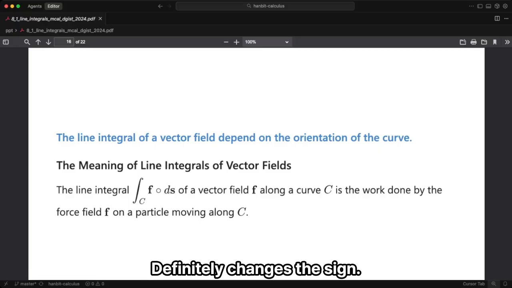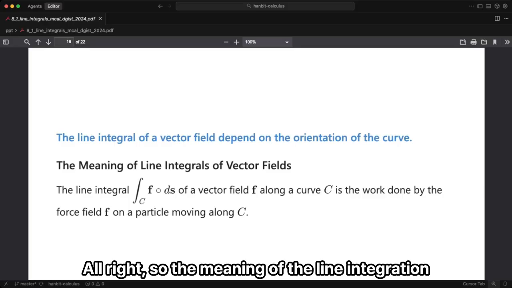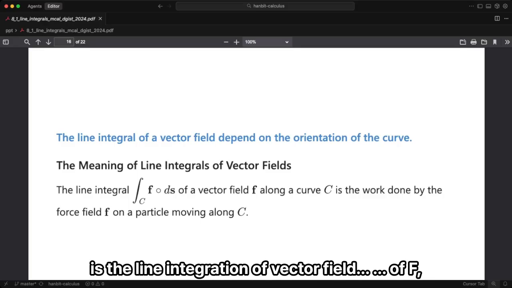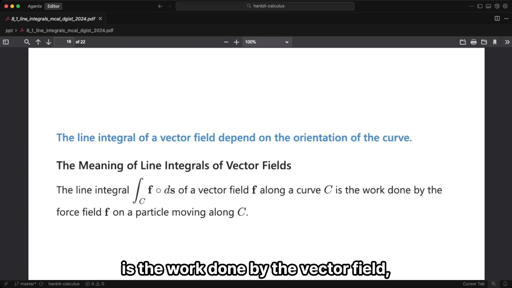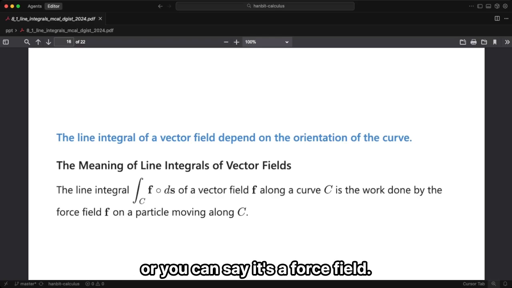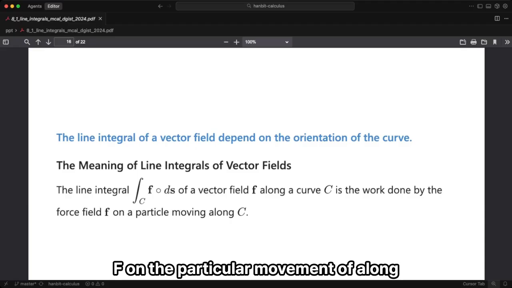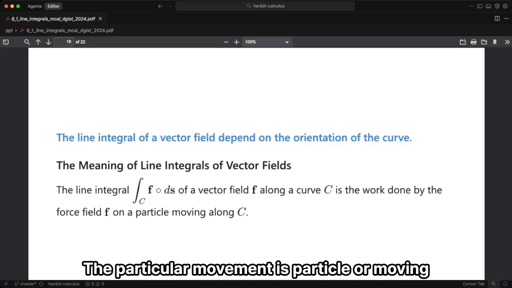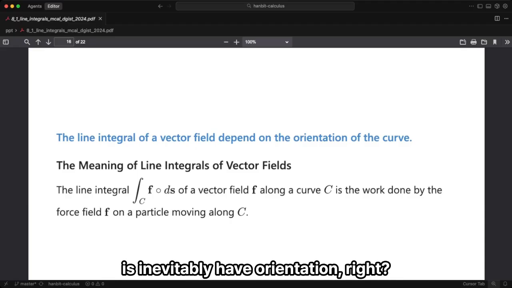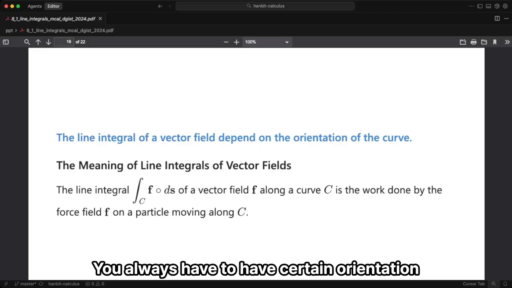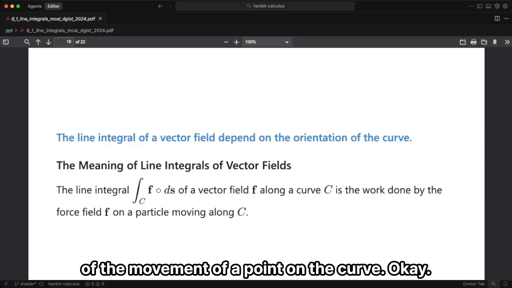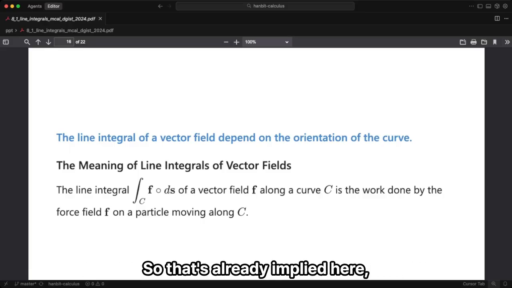Definitely changes the sign. All right, so the meaning of the line integration of a vector field f, the integrand, along a curve C is the work done by the vector field, or you can say the force field f, on the particular movement along C. A particle moving inevitably has an orientation, right? You cannot say, I don't know. You always have to have a certain orientation of the movement of a point on the curve. So that's already implied here.